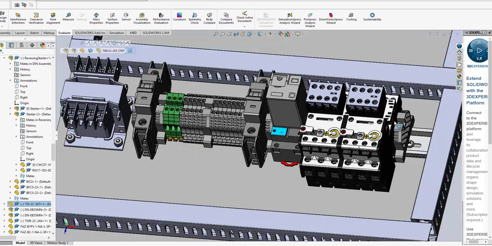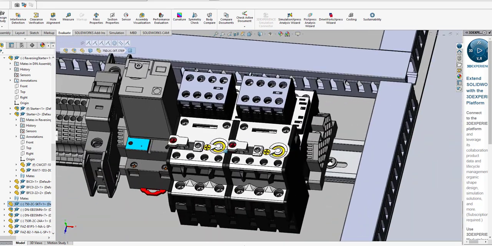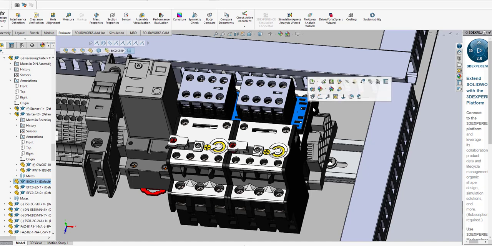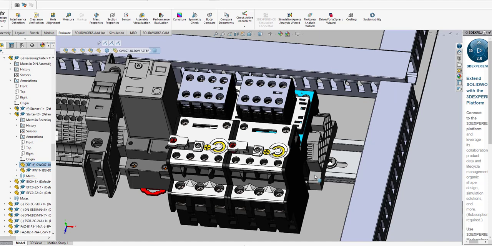And here we have two starters that are connected up, mechanically interlocked with this mechanical interlock here, and they're connected up as a reversing starter. You've got a contactor, which is back here, overload relay, auxiliary contact block, and of course the mechanical interlock.